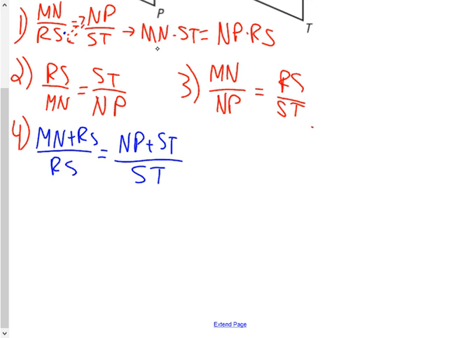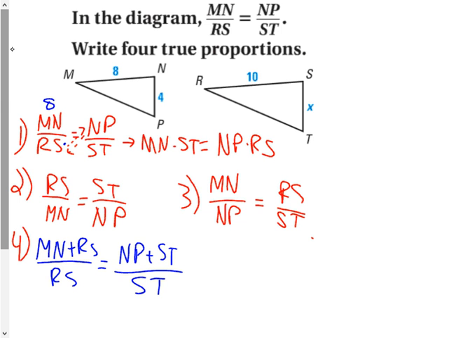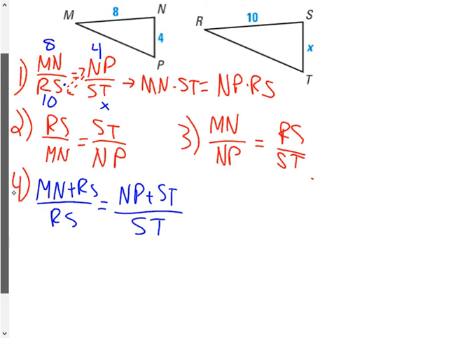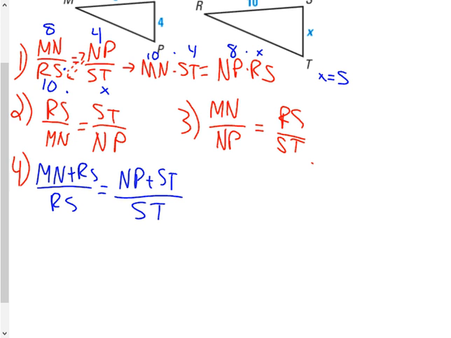Now filling in the numbers, right? MN is 8. NP is 4. RS is 10. ST is X, or 5, if we solve for it. So 10 times 4 equals 8X. That's where X is 5 comes from. Plugging into these other ones, we've got 5 over 8 equals 5, RS 10, 10 over 8 equals X, which is 5 over 4.